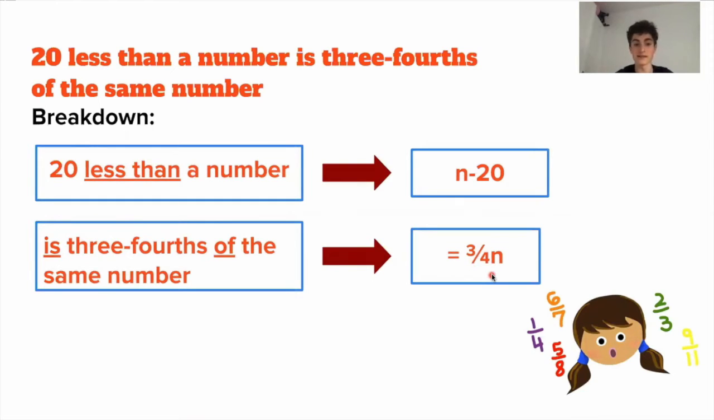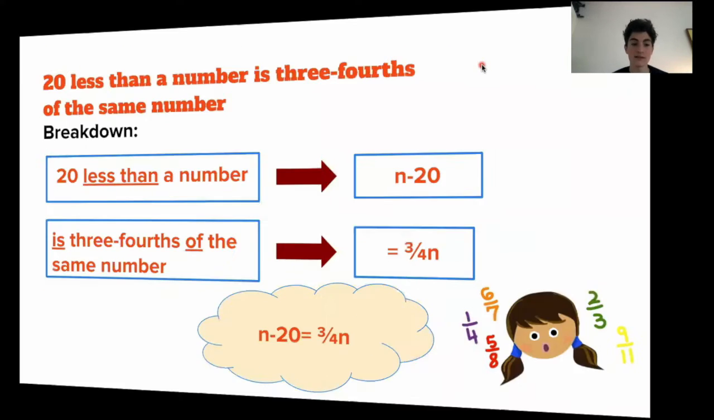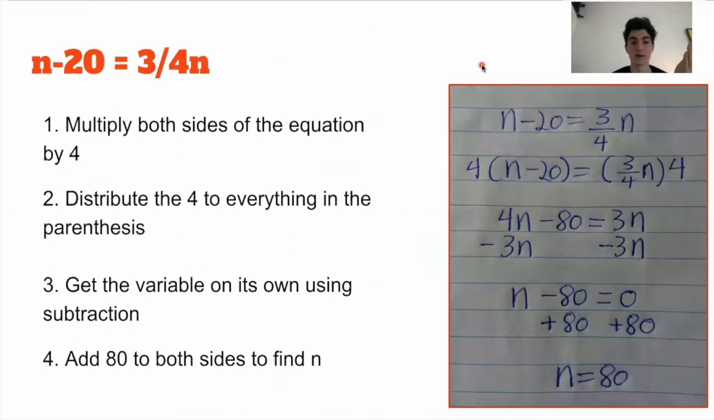The word is separates the two phrases, and it also tells us that the two phrases are equal to each other. So we can make our equation: n minus 20 equals 3/4 n. To solve this, we can use the multiplication property and multiply both sides by 4. On the right side, it cancels out the denominator, and we get 3n.